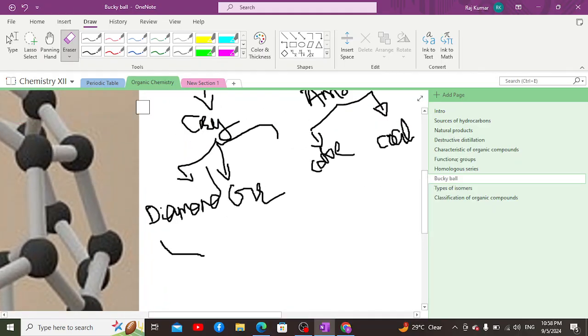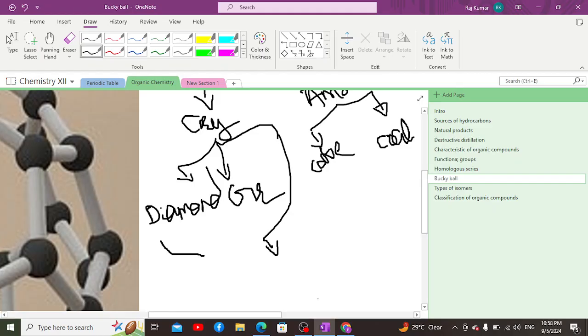All right. And after that, the third form which we are going to study today is fullerene. Fullerene is the form which was named after Richard Buckminster Fuller. He was an American architect who built a dome-type structure, known as a geodesic dome, in Montreal.